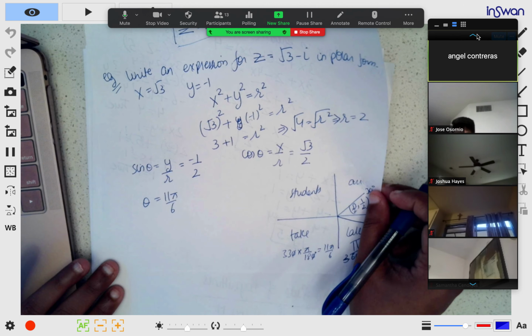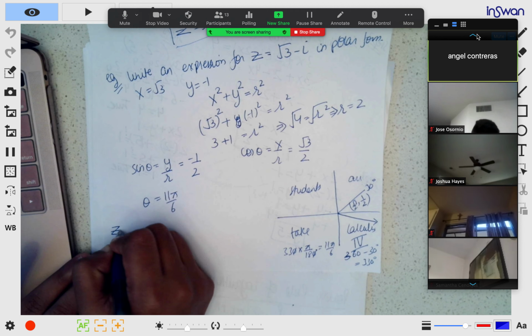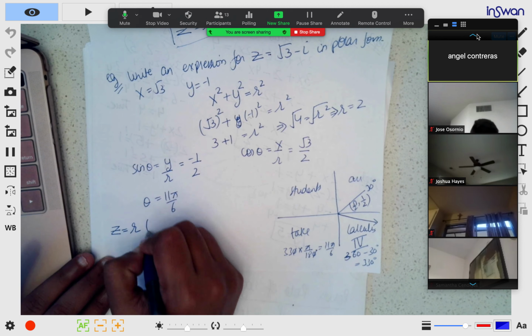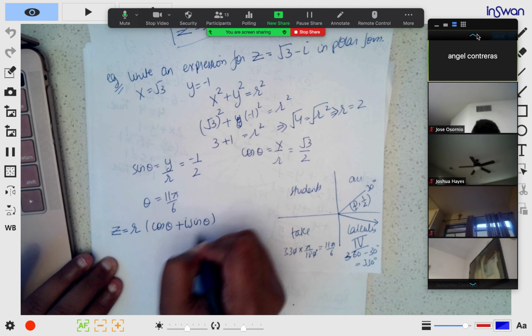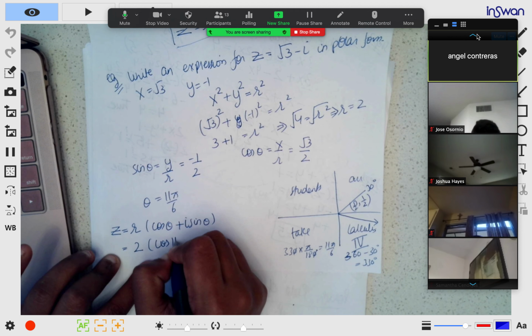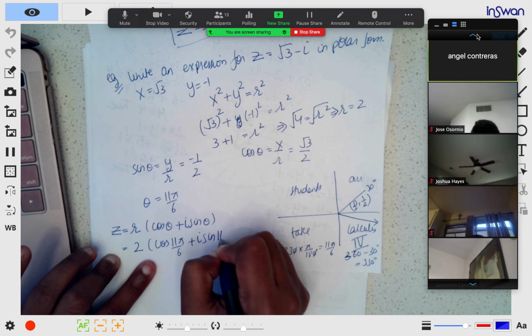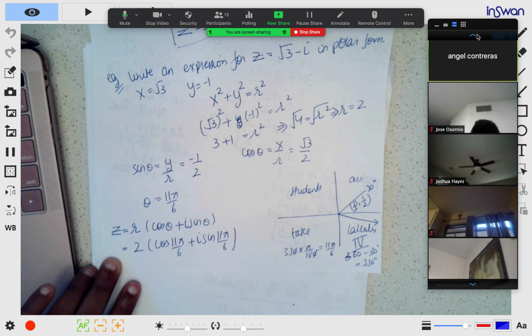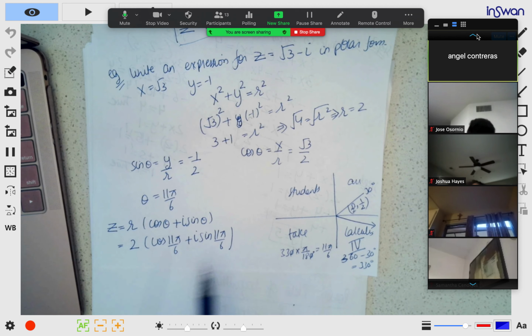Once you found that, put it in the formula. The formula for polar form of a complex number is r cosine theta plus iota sine theta. We found our r was 2, so it becomes 2 cosine 11 pi over 6 plus i sine 11 pi over 6. That's it, that's your answer. Anyone else, any question about this? You basically need to know how to find your r and how to find your theta.